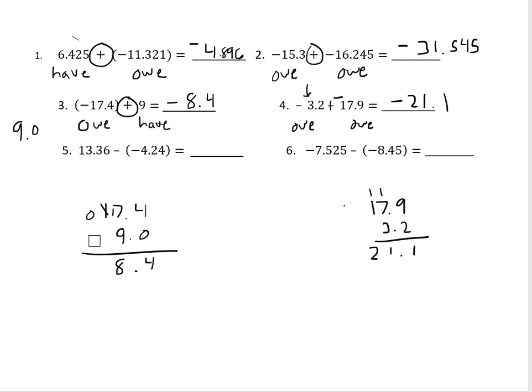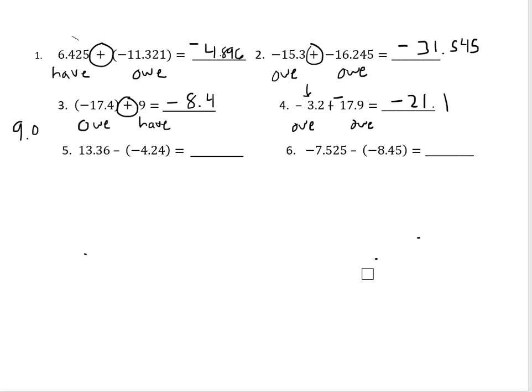So remember, we always change subtraction to addition. We never change addition, but we always change subtraction to addition. So we're going to keep, change, change. Now these are both positive. We have a 13.36, we have a positive 4.24, and when you add a positive with another positive, your answer is going to be positive.